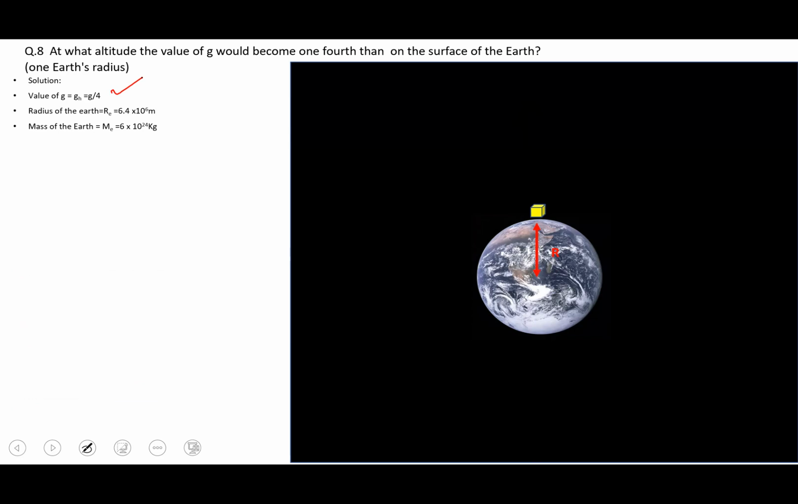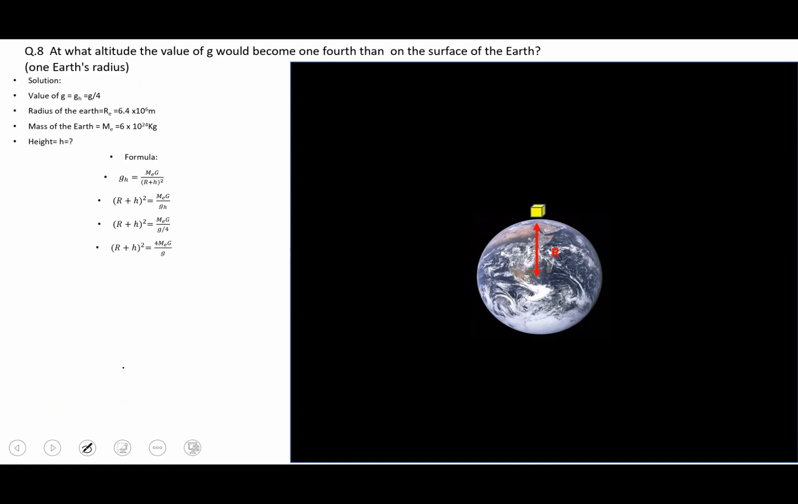The radius of the Earth is 6.4 into 10 to the power 6 meters. The mass of the Earth is taken to be 6 into 10 to the power 24 kilograms. Putting in the values, we get g is equal to ME, which is the mass of the Earth, into G divided by R plus H whole squared. And when we put in the values, R plus H whole squared is equal to ME G over g, because this is the g which we are changing. So instead of writing this g, we can write it down as g divided by 4, because it is one-fourth of the value at a certain height. We have to find that height now.